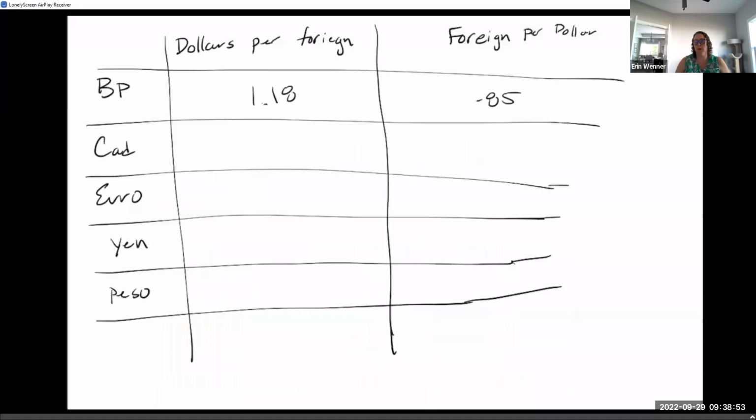Okay, so yes, this is a very crude writing of what you have on your notebook page, but we've got dollars per foreign or foreign per dollar. So what does it mean for these two rows here? Because I've got the British pound and it's $1.18 or 85 cents, but dollars per foreign, what this means is US dollars per 1 foreign.